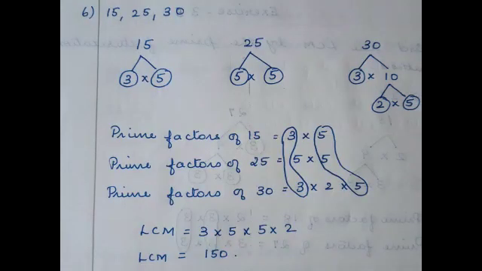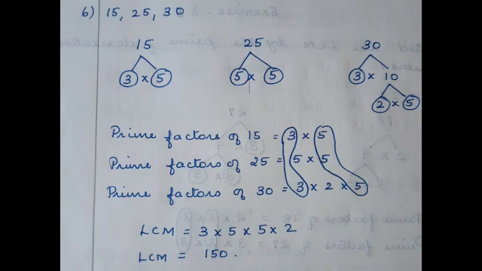Let us see another sum: 15, 25, 30. You will first find the prime factors of 15. The prime factors of 15 are 3 into 5. The prime factors of 25 are 5 into 5. And the prime factors of 30 are 3 into 2 into 5. So you will circle the common factors here. 3 is common and 5 is common.